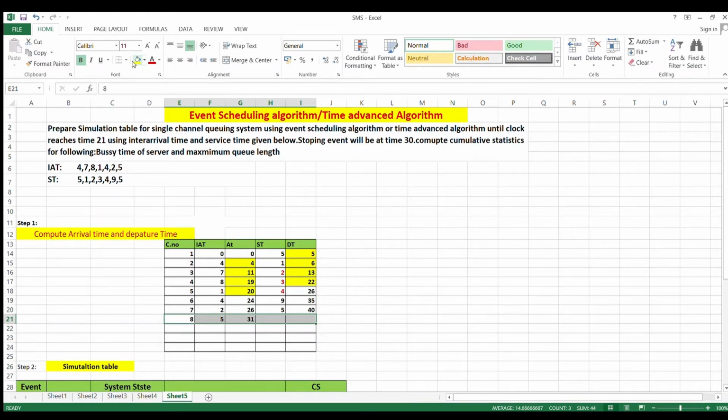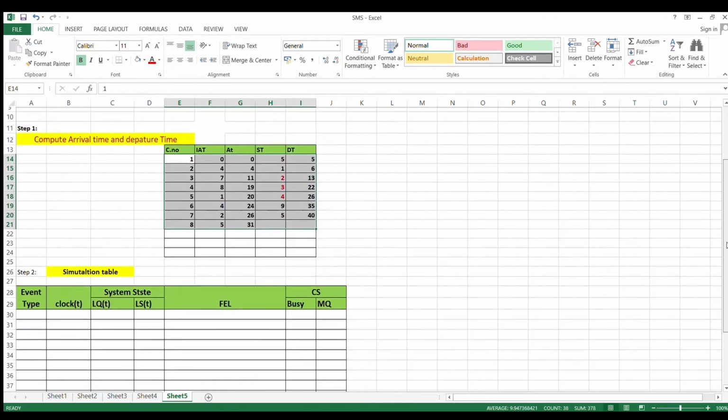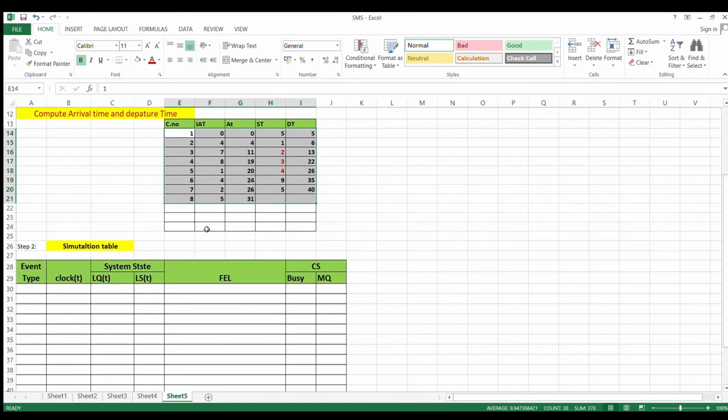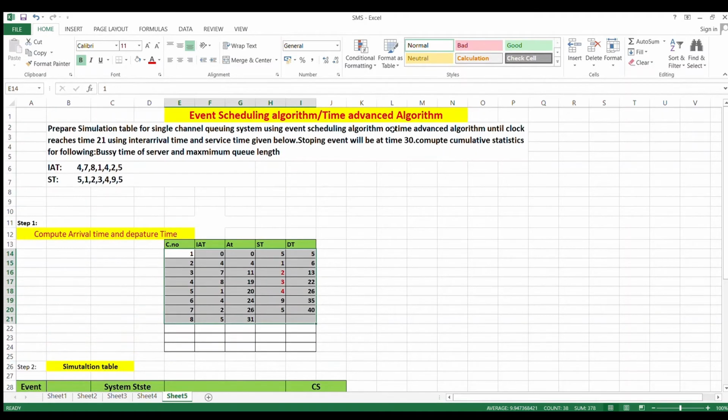So we have found the arrival time and departure time. Next step is the simulation table based on the arrival time and departure time. The simulation table has columns: event type, clock, system state, length of queue, length of service, future event list, and cumulative statistics: busy and maximum queue. Under the future event list, one arrival, one departure, and the stopping event is given as 30. Okay, but we need to stop the simulation at clock 21.